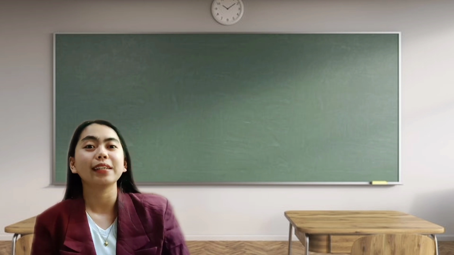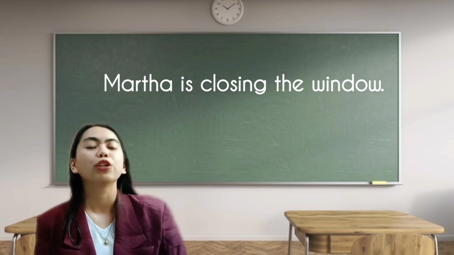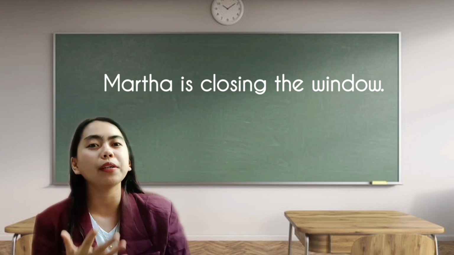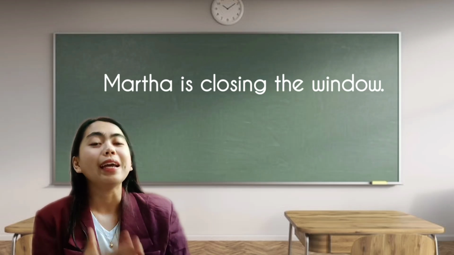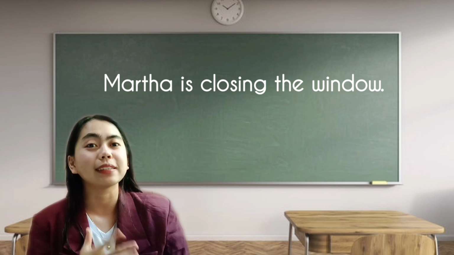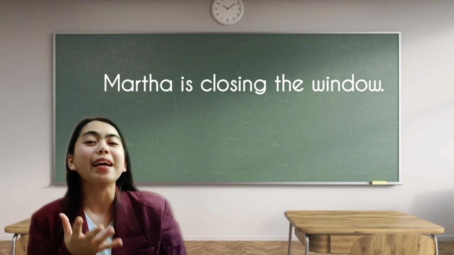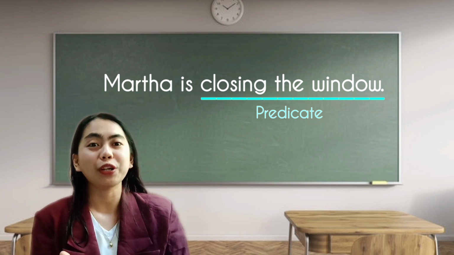Let's take the sentence in the example A. Martha is closing the window. In order for us to find the predicate, we need to remember that the predicate contains the verb. It is what the subject is doing. You can guess in our sentence that the action word or the verb is closing the window. Therefore, our predicate is closing the window.